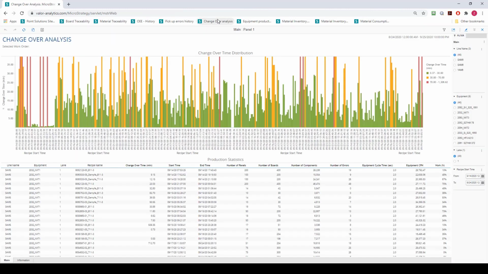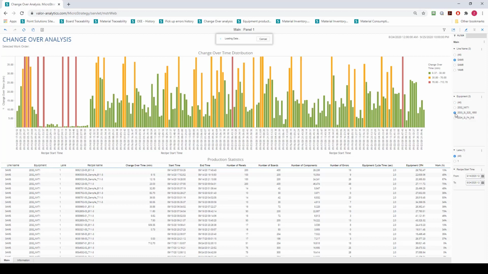The next sample report is Changeover Analysis, which is used to compare the time to change between products. The report provides a chart of the distribution of changeover times to identify long or irregular changeovers. The bottom portion of the report shows the detailed statistics with information about each product and changeover, including the line, equipment, and recipe, the start time, end time, and changeover time for production, the number of products produced and the components used, and the performance of the equipment during the time period.